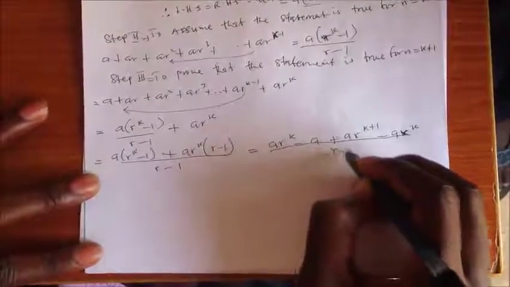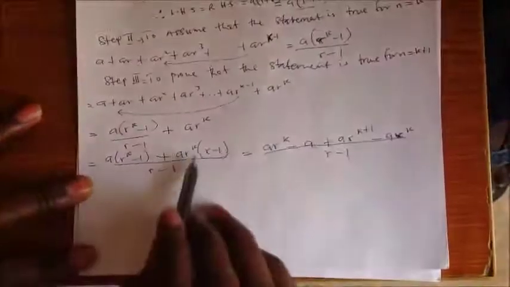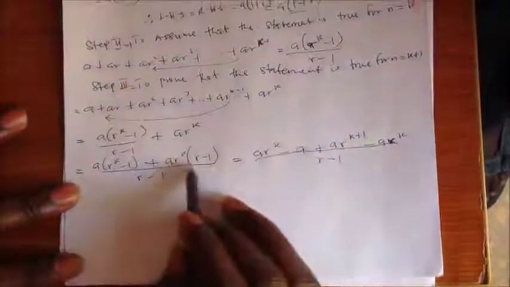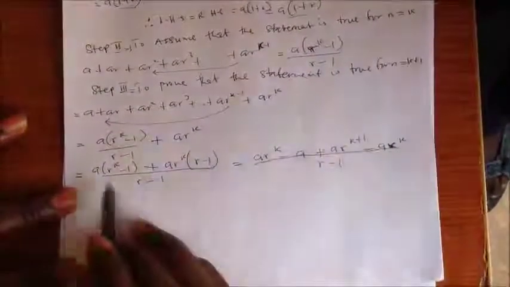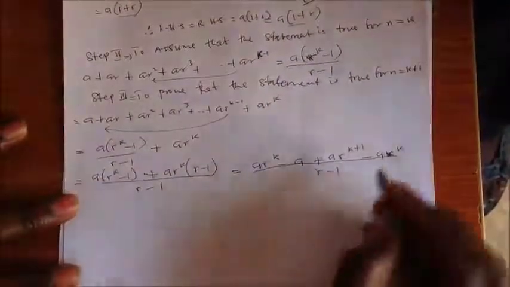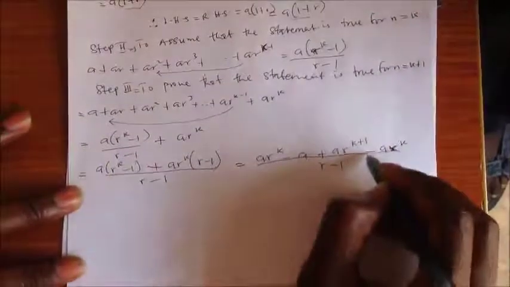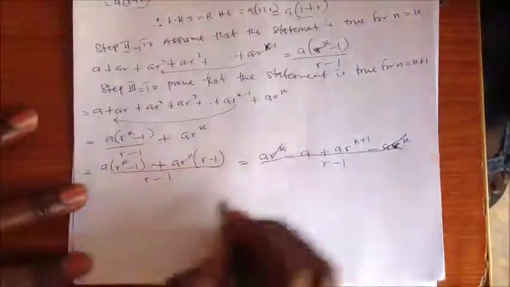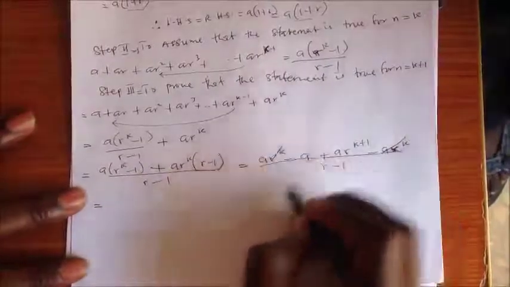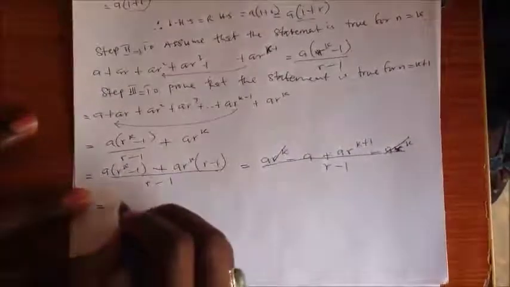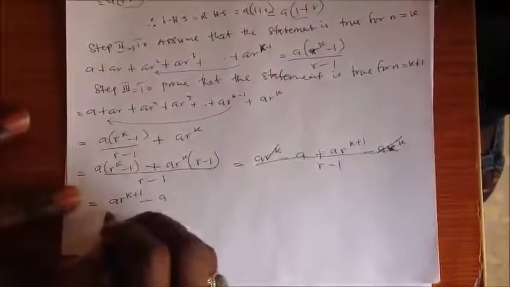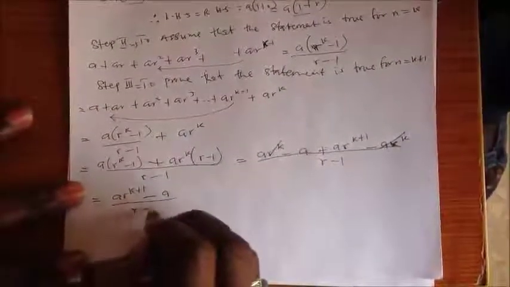This is the same thing as r minus this. Now if you look at this, this time this you have this, and this time this you have this. If you look at this term and this term, they are the same, and we have a negative, so this will go with this. We are left with minus a and plus ar to the power k plus 1. So we take the minus first and leave the positive, minus a all over r minus 1.